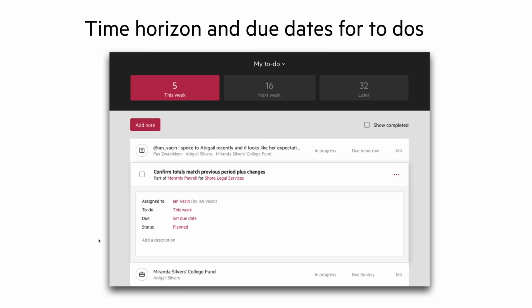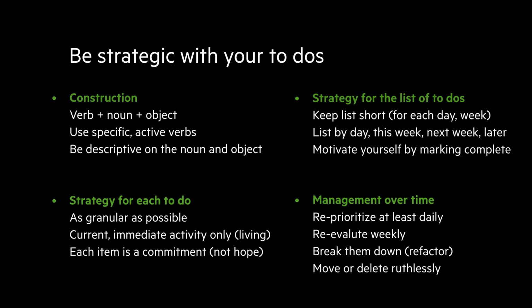So I put up here a bunch of things on how to be strategic, and I've talked about some of these already, about what to do with your to-dos and how to approach it. So first was on the construction, and we spent quite a bit of time on this already. Again, it's an active verb, a noun, and an object. Make your life easy. So again, be specific. Be specific with those active verbs. And be as descriptive as you can on the noun and the object. Because as you can see, it's going to tee you up to not have to do a lot of that legwork and discovery work later down the process.